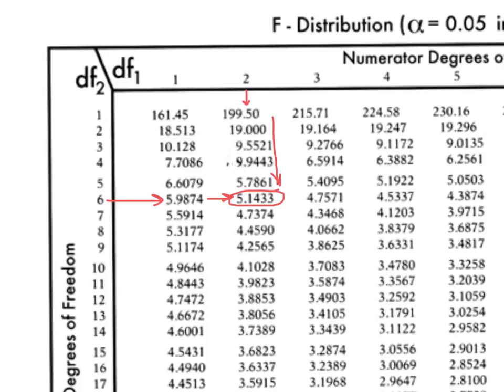So our statistic is 5.1433. So this gives us an F critical statistic for an alpha of 0.05 of 5.1433.